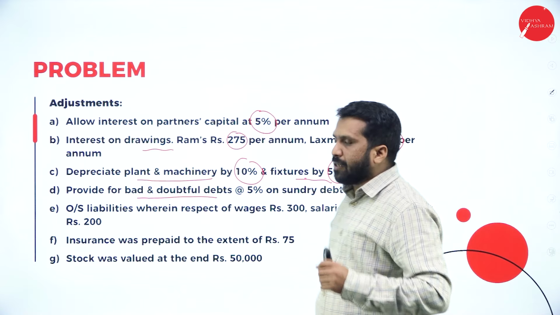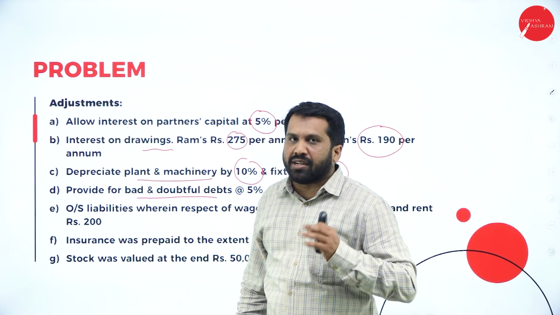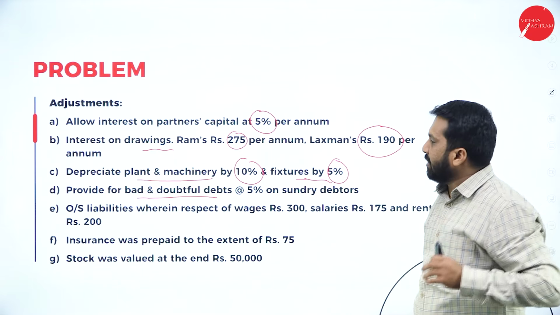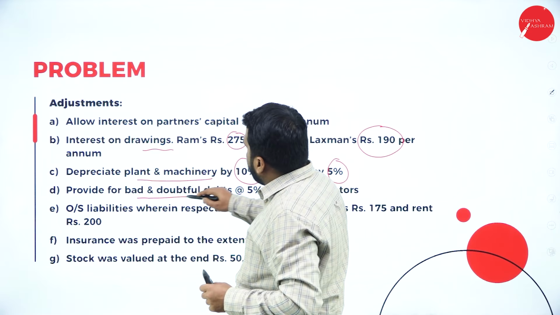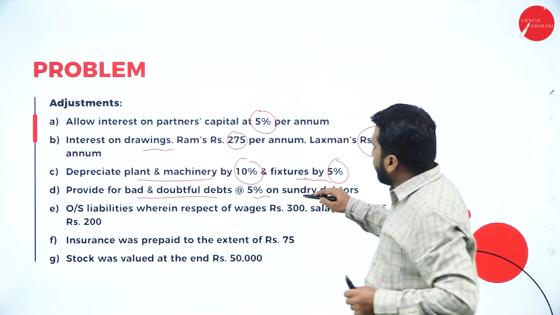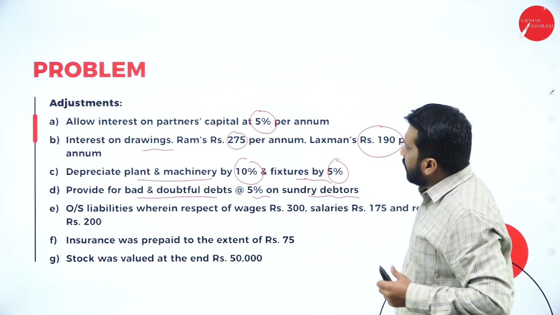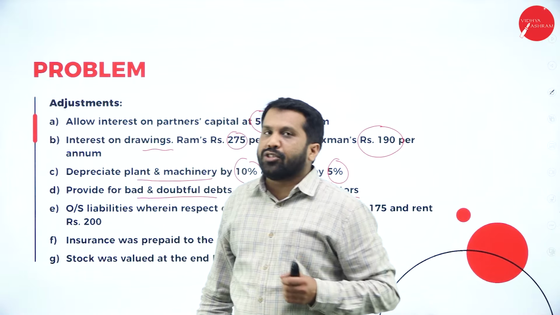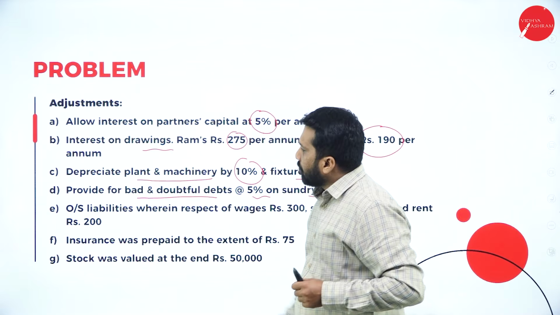Fixture 5%: on the P&L debit side, depreciation, and along with that, in the balance sheet, you are supposed to minus it from the fixture. Provide for bad and doubtful debts 5% on sundry debtors. So on debtors you have to calculate 5%. I'll show you the calculation while doing.